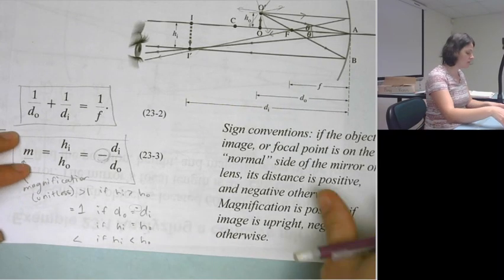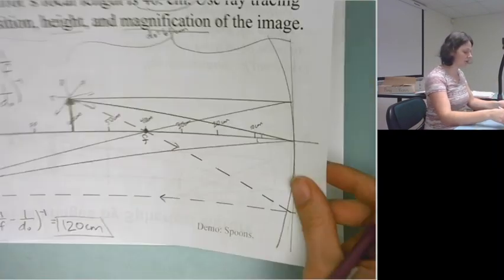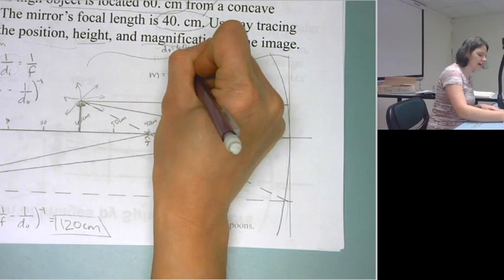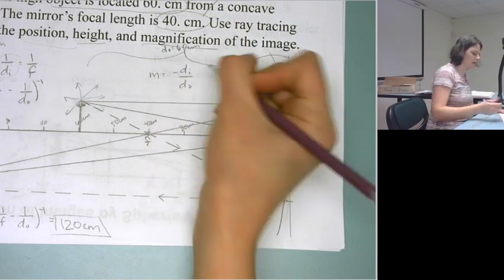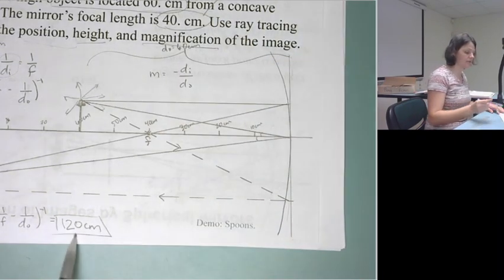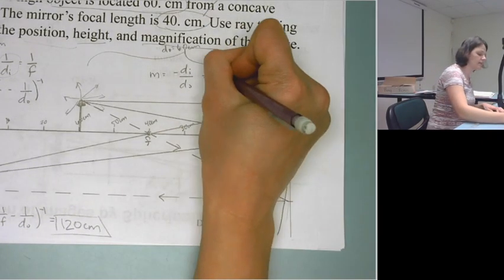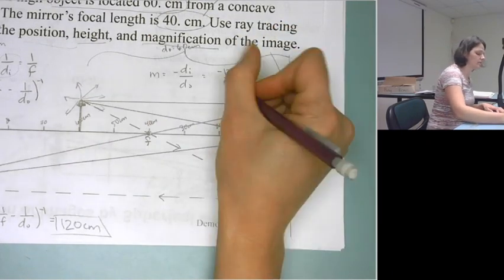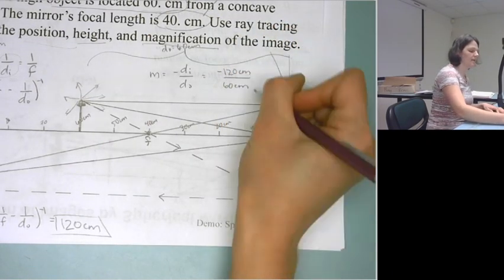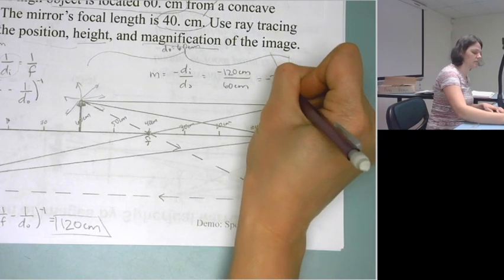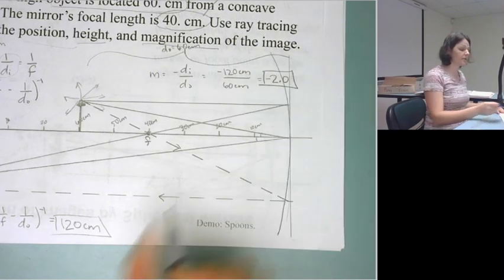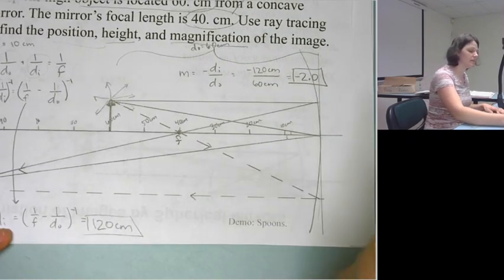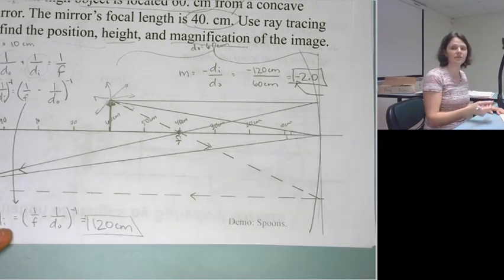Okay? So we're going to calculate the magnification. We'll say that magnification is negative dI over dO. And now I know dI is 120, so it equals negative 120 centimeters divided by 60 centimeters. And that equals -2. So there's the magnification. It's -2. This negative here tells me that the image is upside down.